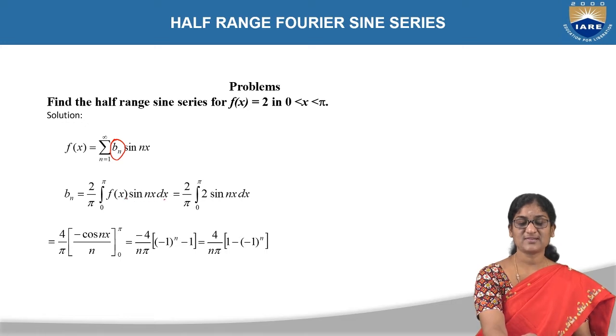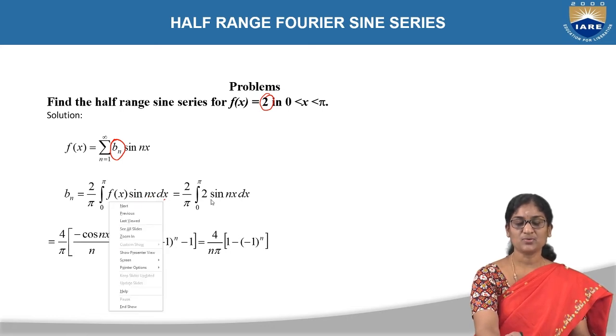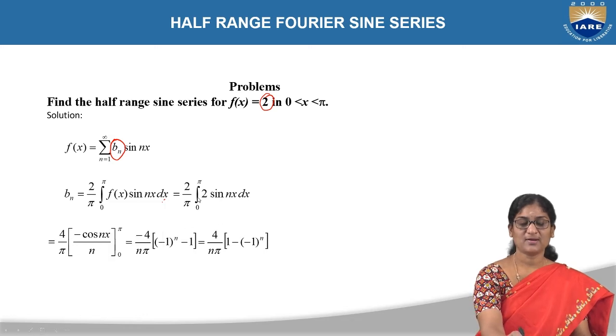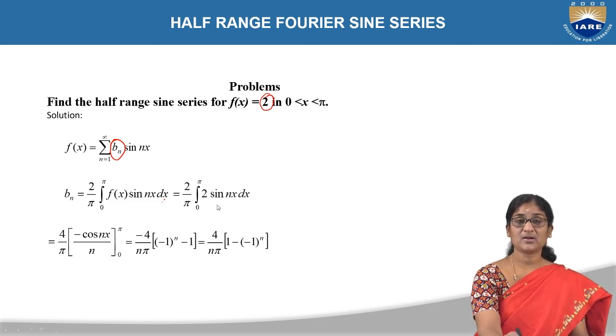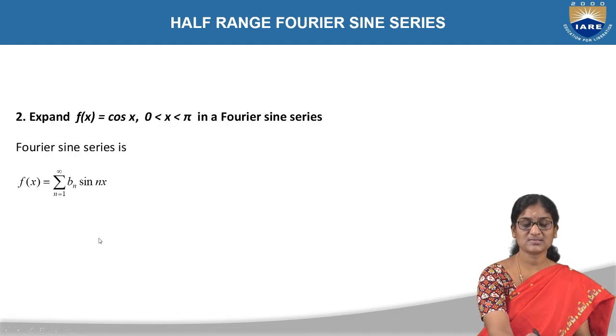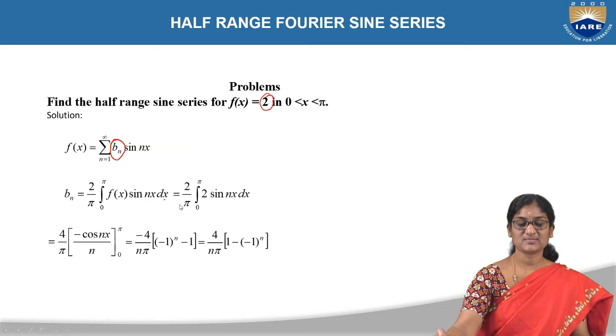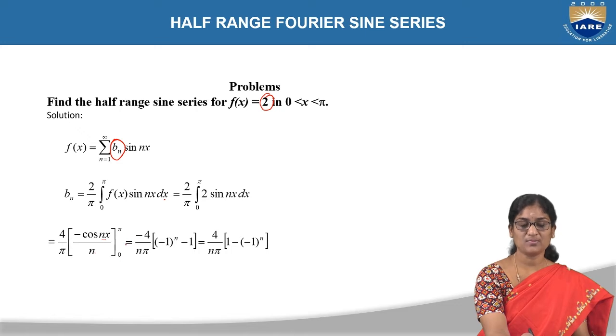f of x, what is the function given? The function is nothing but 2, a constant. So 2 into sine nx dx, which is nothing but 2 by pi, and the integral of sine nx is minus cos nx by n. So it becomes 4 by pi times minus cos nx by n in the interval 0 to pi.